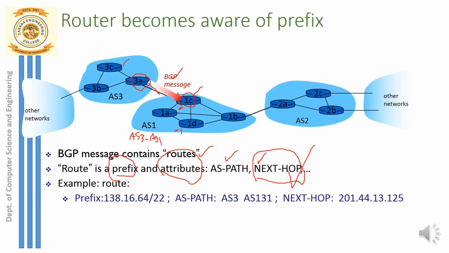So you can just see a few examples. For prefix, this is the destination subnet address, or prefix, of that. And next, the attribute AS path: AS3 to AS1. Next hop: you can see one IP address, right? So what is this IP address? In this case, this should be the IP address of 1C. So what is the IP address of that 1C? You assume that it is 201.44.13.125. So this should be the IP address of the next hop router.